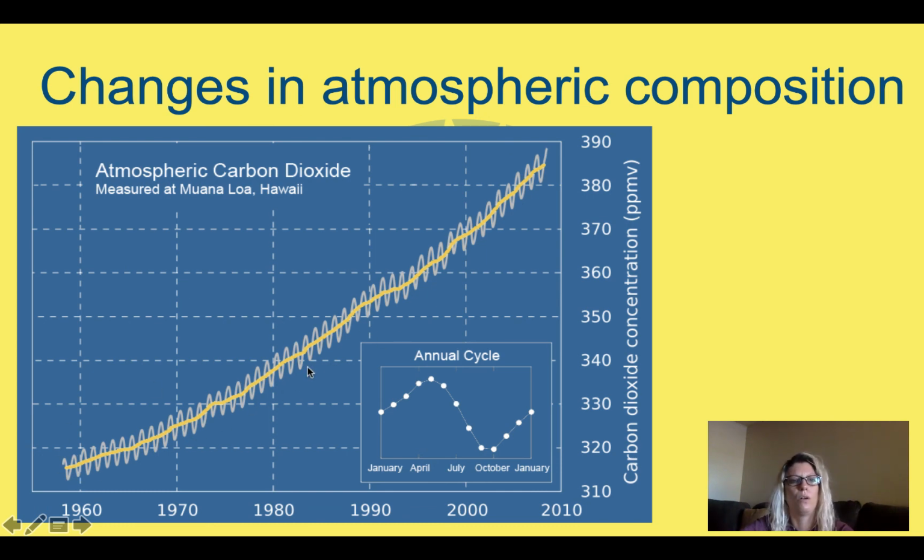But overall, we've been steadily increasing the amount of CO2 in the atmosphere, since this curve starts at 1960 and goes to 2010. So the changes in that atmospheric composition are going to cause our planet to warm more.